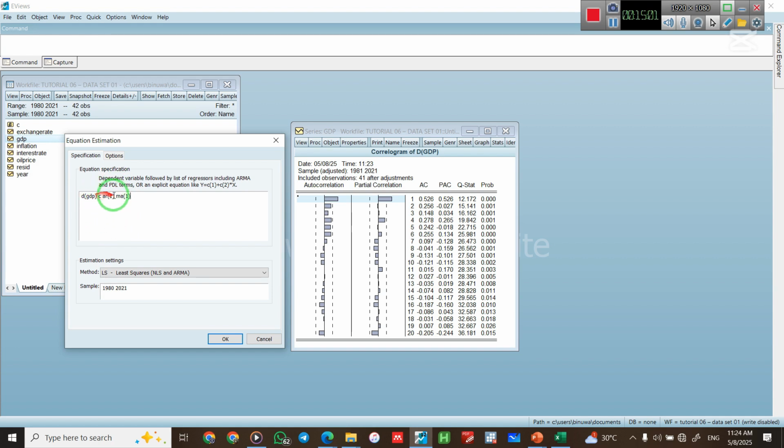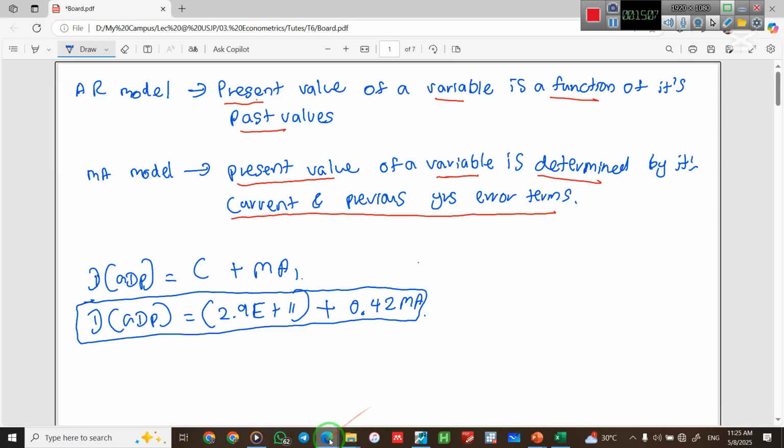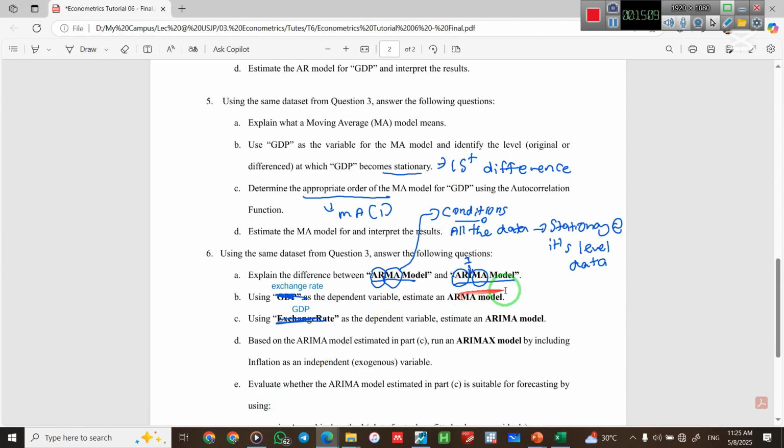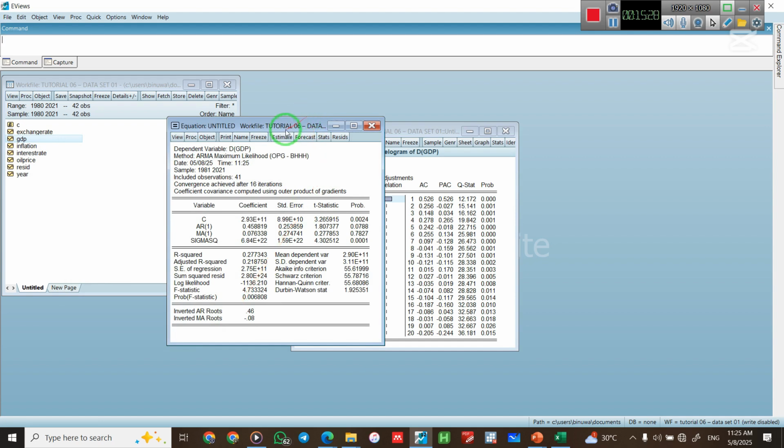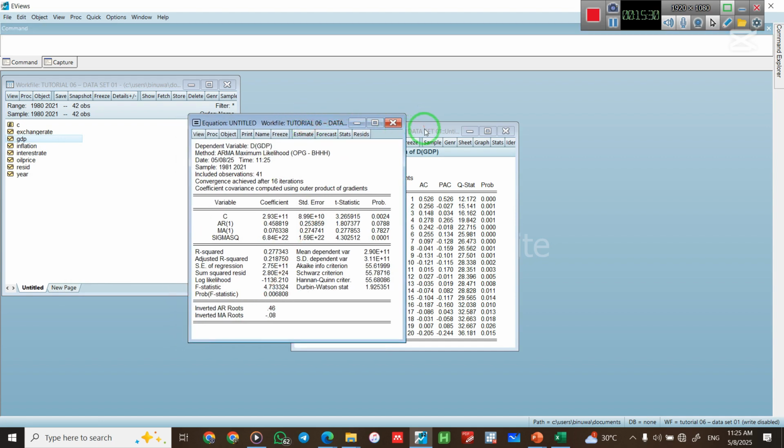So this is the AR term, this is the MA term, and you know that in the ARIMA model there is something called I. I said that this I is representing the level of integration. So in this equation the DGDP is the I, that means we are taking this at the first difference, so the I is 1, right? So now I press OK, then you will come up with the results for your ARIMA model.